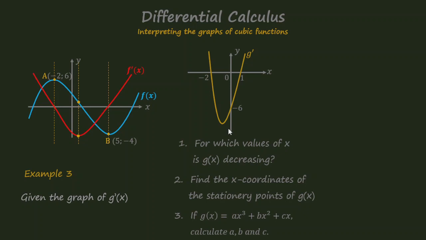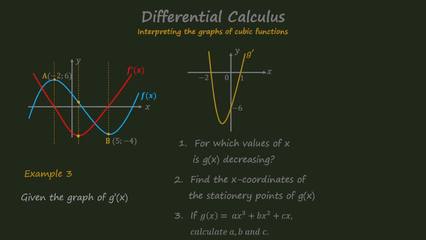Now, the original function will be decreasing where the first derivative is less than 0. So if the derivative is less than 0, the function is decreasing. Now, the graph of our derivative, which is the gradient of the actual graph, is below the x-axis between minus 2 and 1.